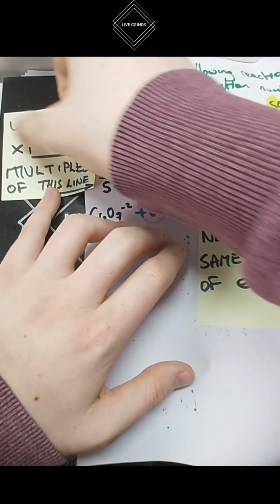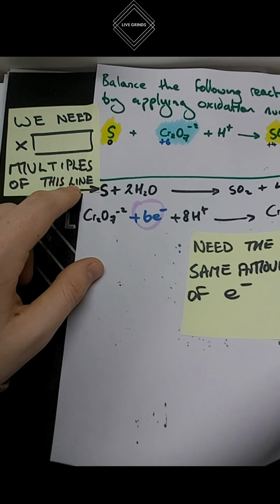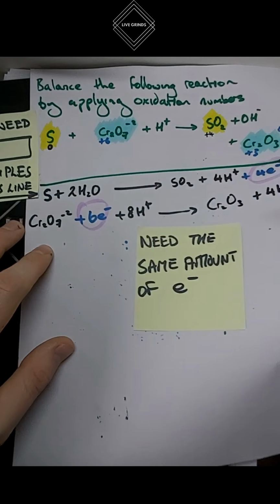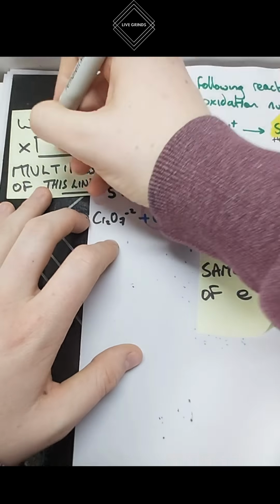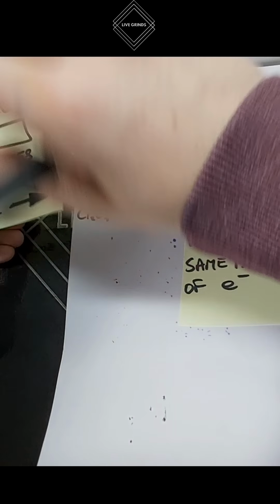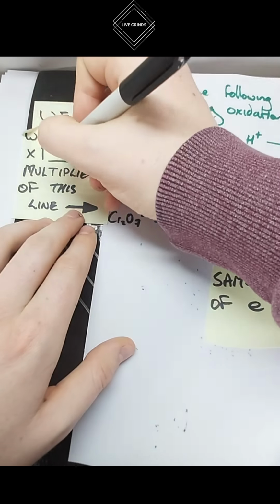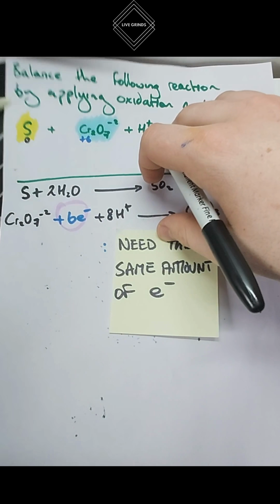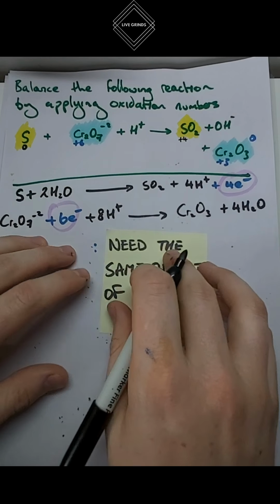we need so many multiples of this line and so many multiples of this line. That's the trick, right? So I need to get this to a 12. So if we multiply this by a 3, and if we multiply this line by a 2, we're going to get 12 electrons and we're nearly home and dry. It's the same amount of electrons, that's the trick.